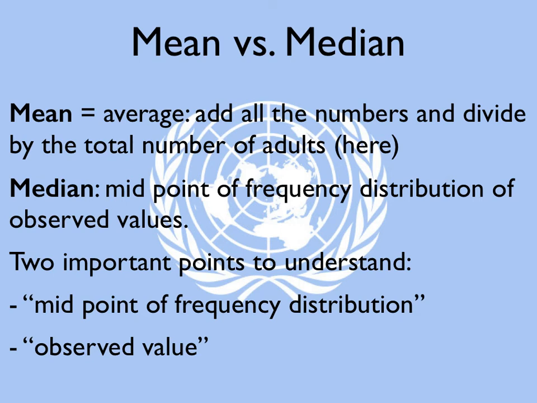The mean is another way to say average, right? So I think you all know how to calculate an average. You add all the numbers, so all the money people are making, and then you divide by the total number of, in this case, adults. Well, the median is not just a sum, it's actually looking at the frequency distribution. And the other important point is it's observed values, right? So let me explain the importance of midpoint of frequency distribution and observed value.